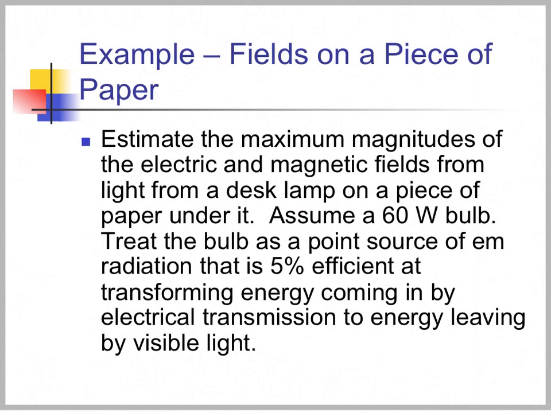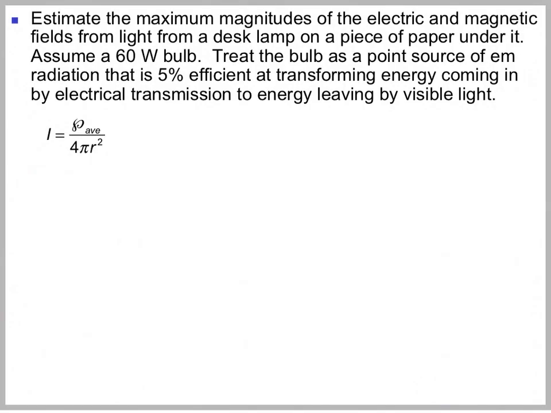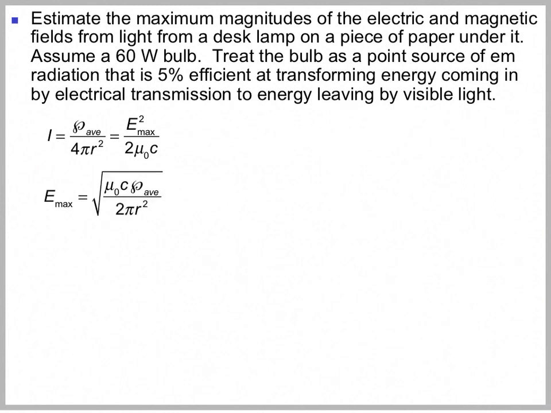So, the intensity of a point source, we learned back when we did sound waves, was the average power over 4 pi r squared, which in this case is also E max squared over 2 mu naught c. So the maximum electric field, solving that equation, is going to be the square root of mu naught c times the average power over 2 pi r squared.